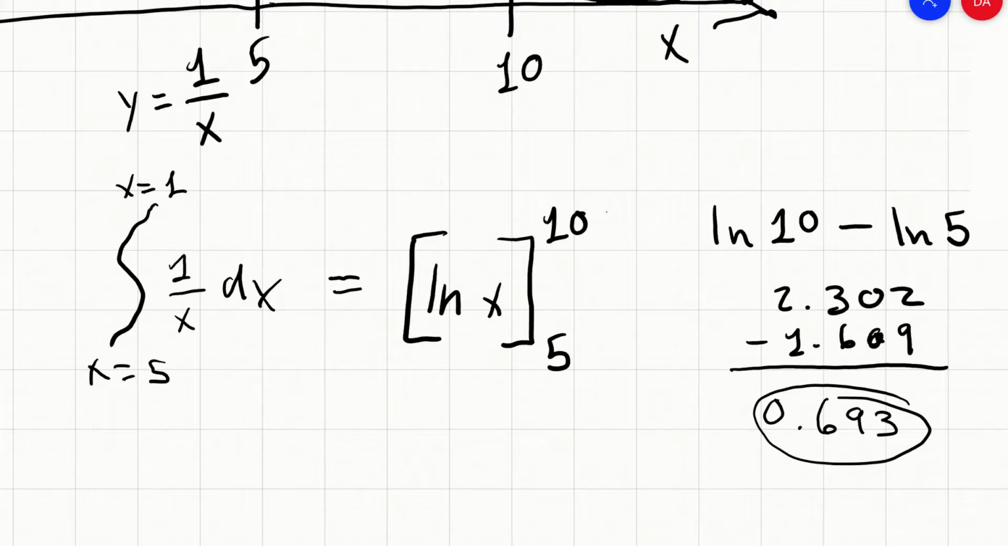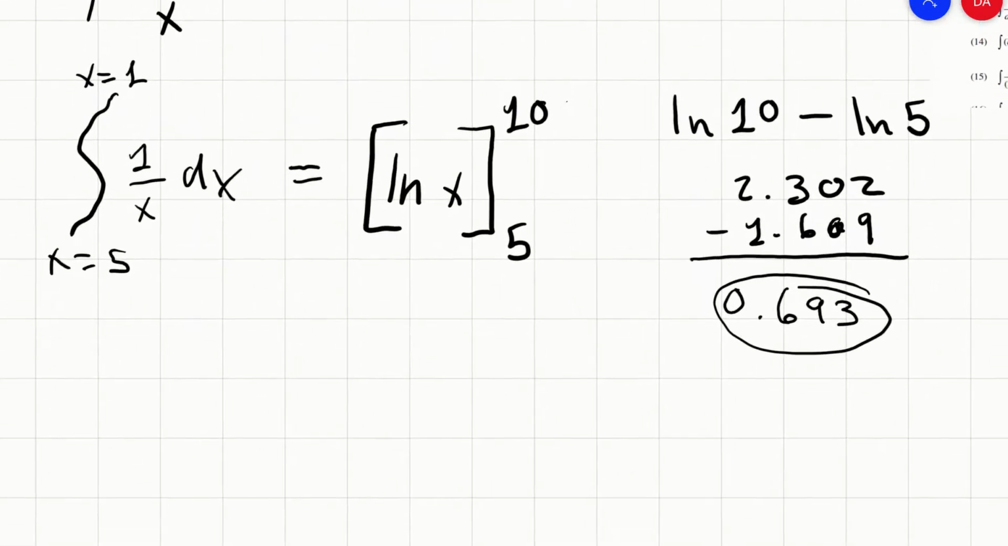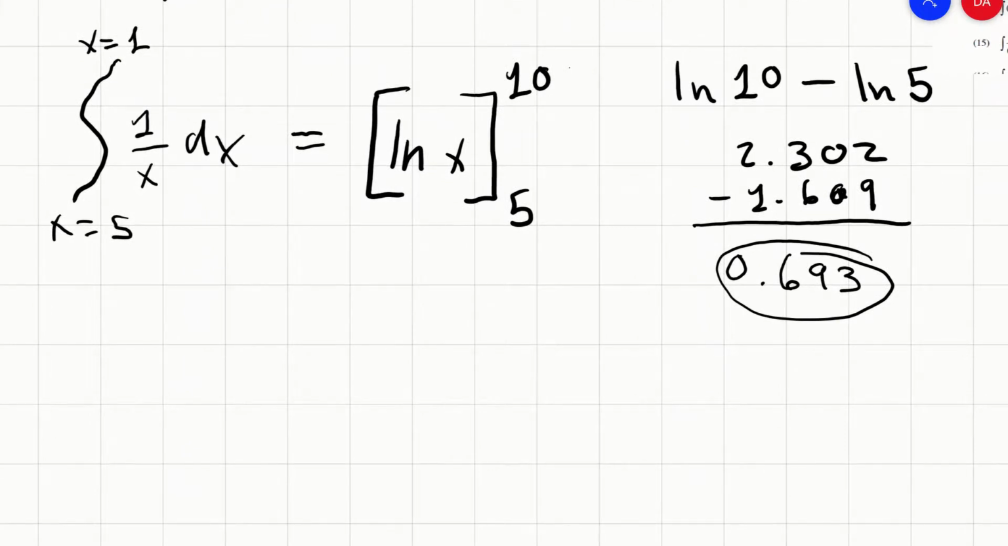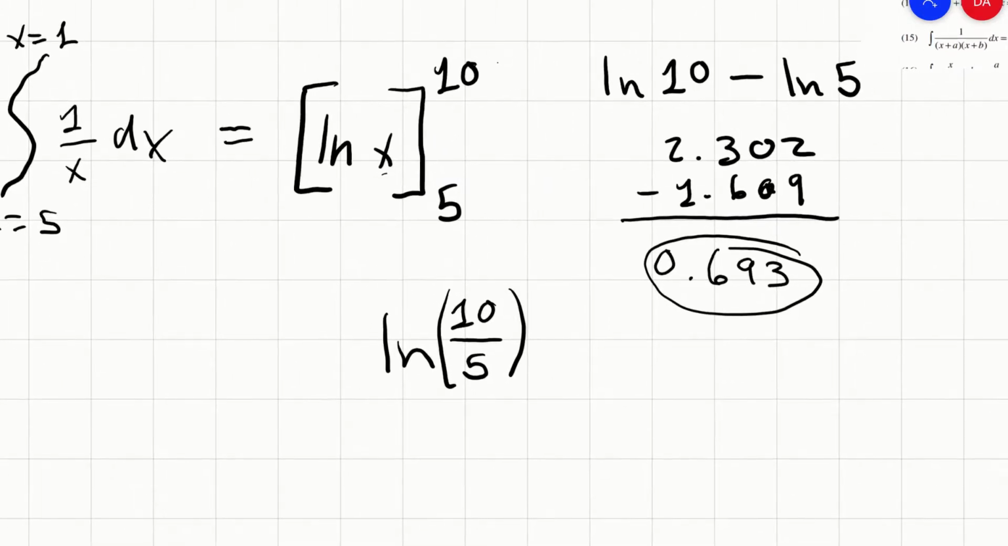Now we don't just have to do it this way. There's a rule for logarithms that the logarithm of x from something to something would be the natural logarithm of 10, in this case, over 5. And the natural logarithm of 10 over 5 is the same thing as the natural logarithm of 2. And the natural logarithm of 2 is 0.693. So, since we already did this before, that proves that this works.